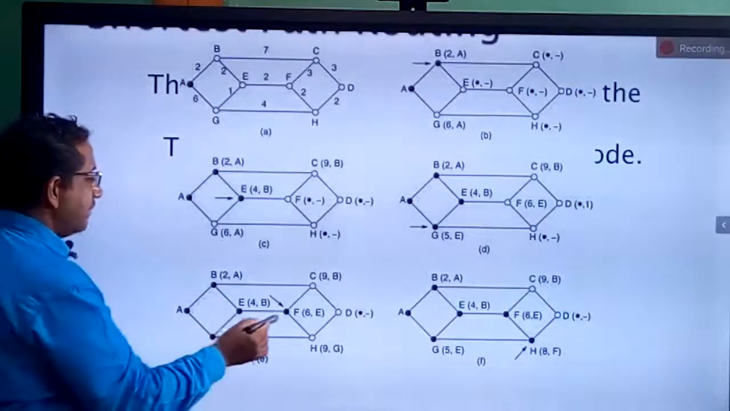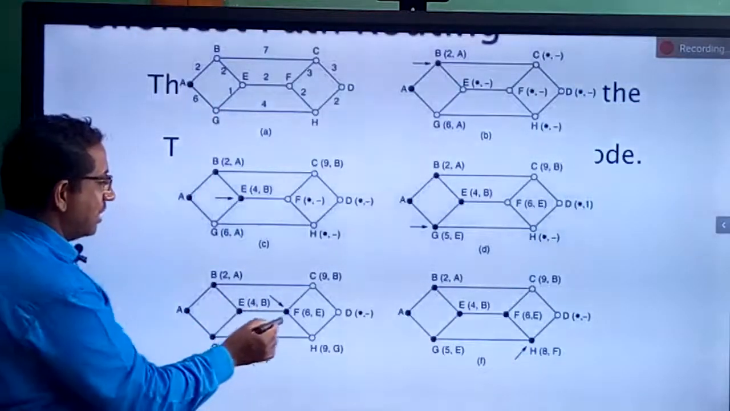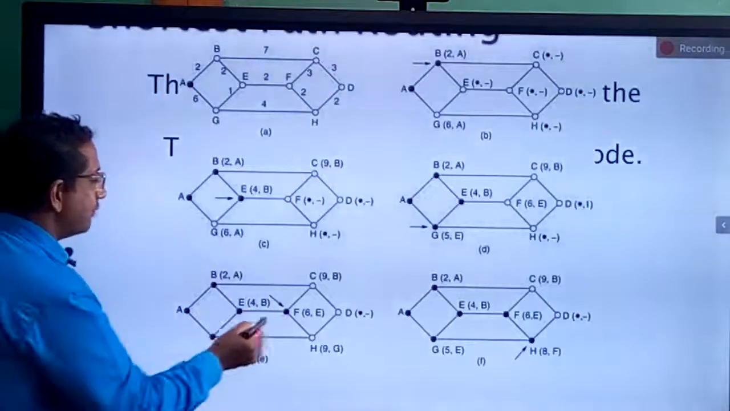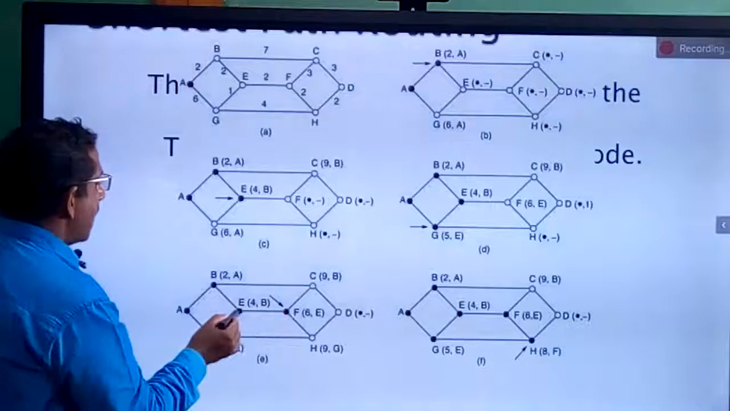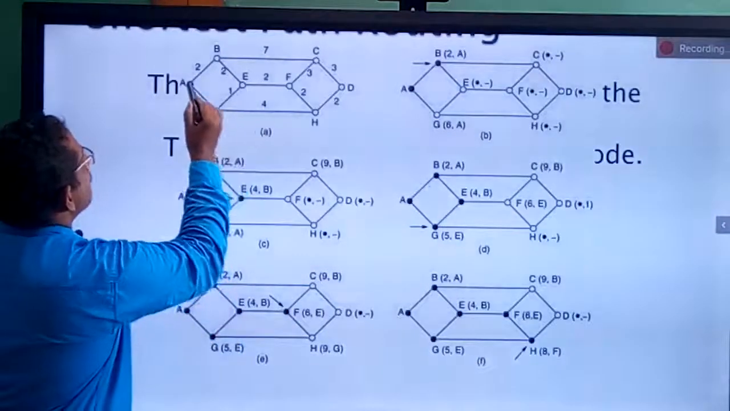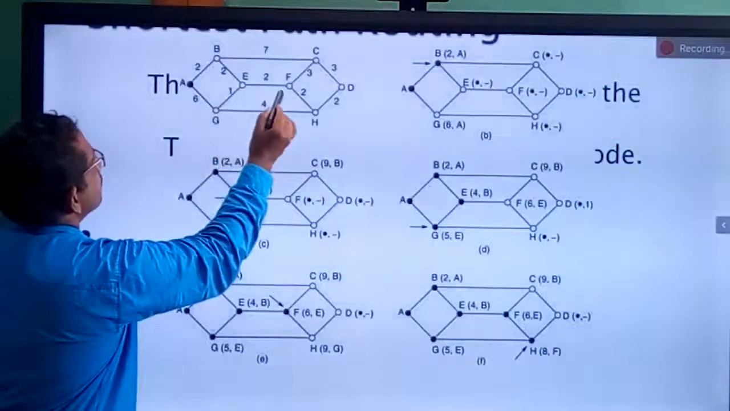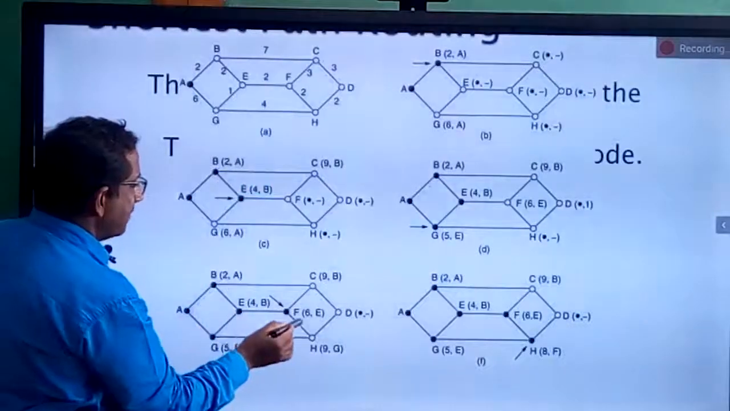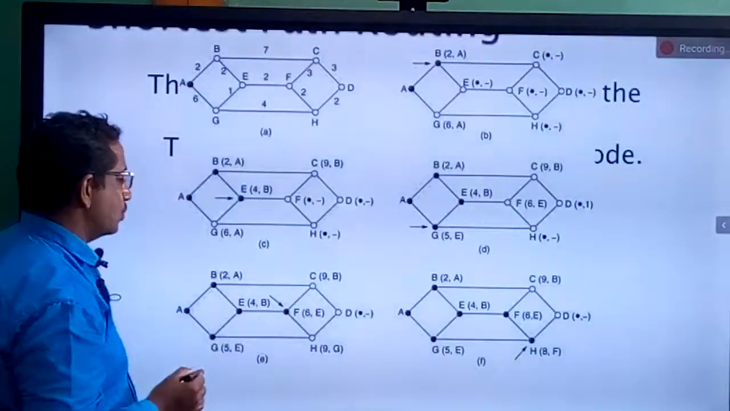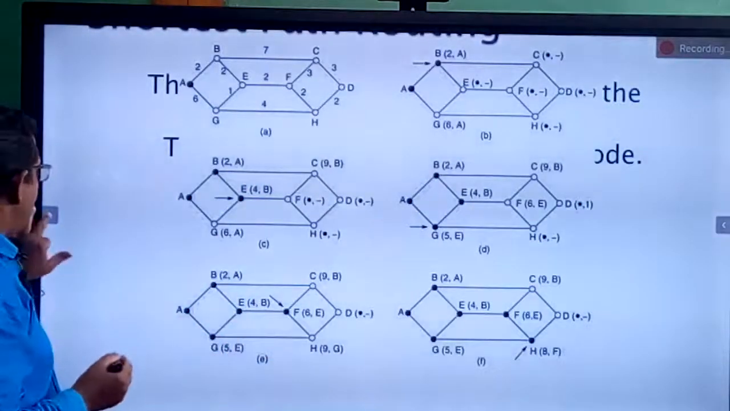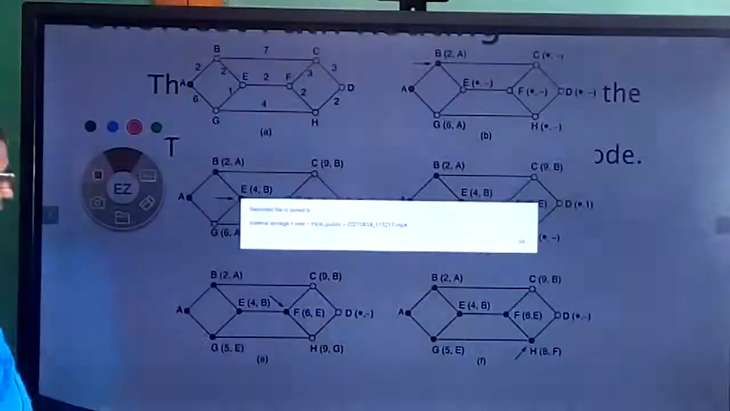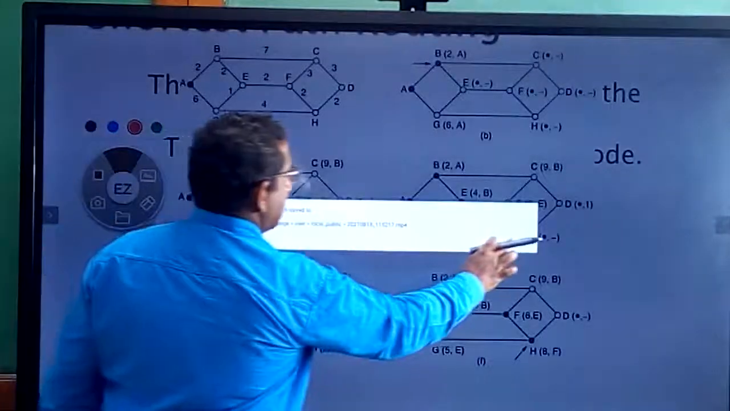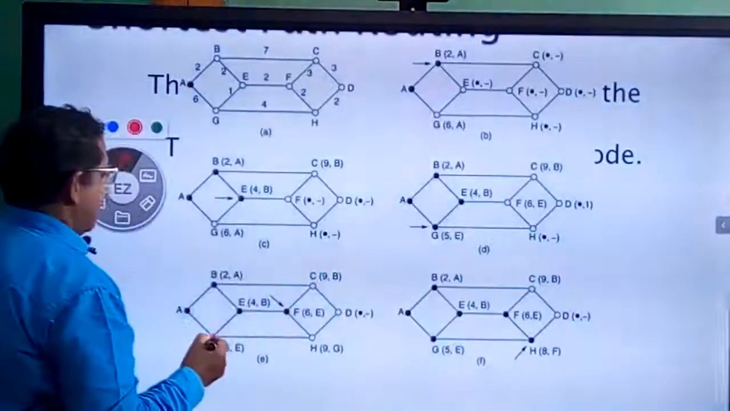Then next, if F is going to be the working node, what is going to be the source node for F? It is E. What is the distance covered for F? Up to E it will be 4. That means 2 plus 2, 4, plus 2, 6. So for F it will be 6 comma E. E is the source node. Okay. Now the last one is important. What is the last one that we can have over here?